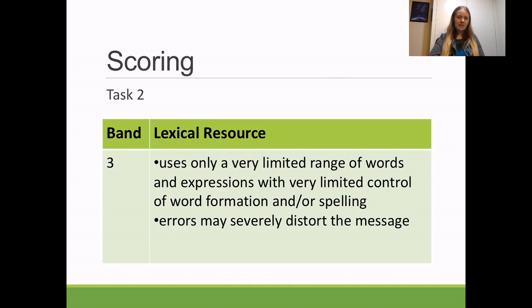For a score of 3, you would have a very limited range of words and expressions with very limited control of word formation and or spelling. And your mistakes are now very severely distorting the message. So your reader is confused. They don't know what you're trying to say so clearly.